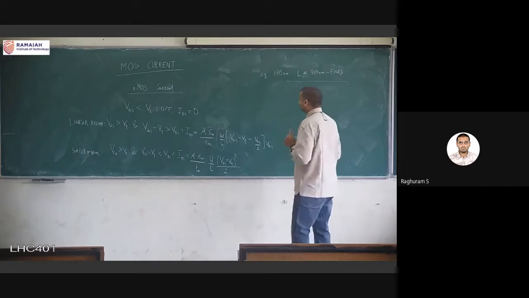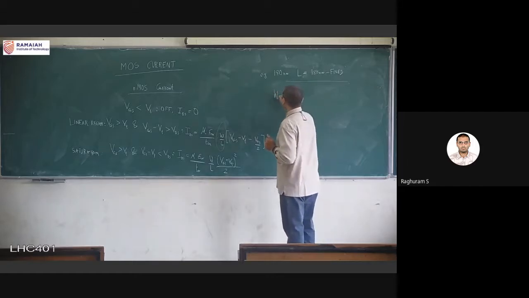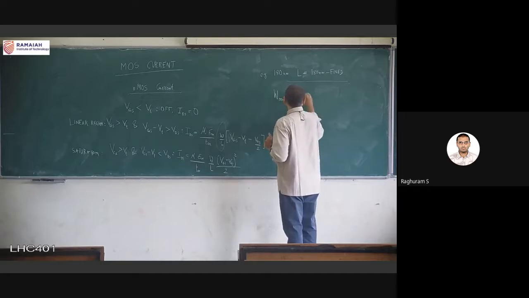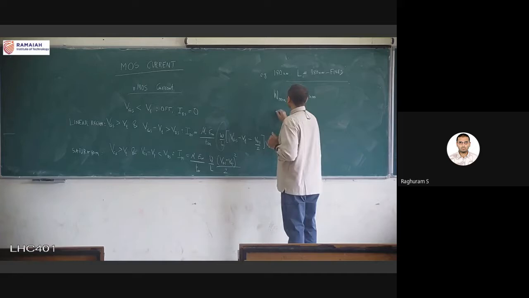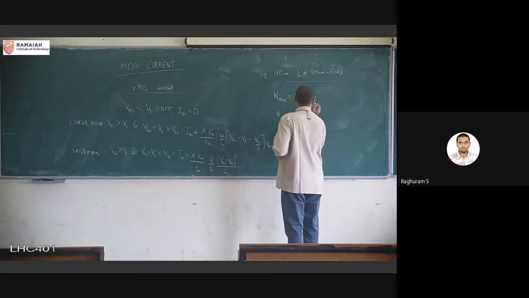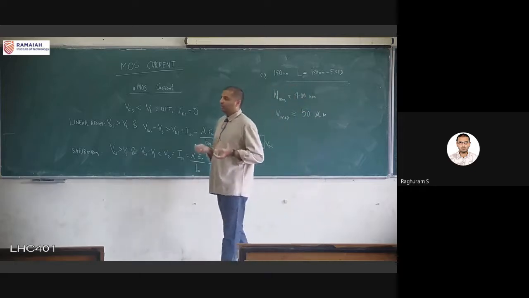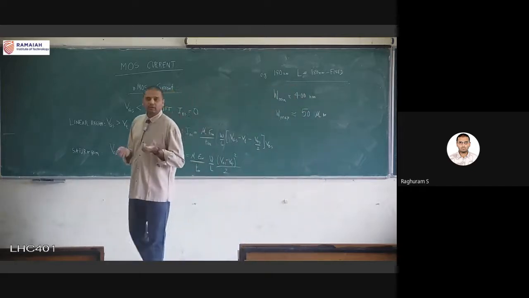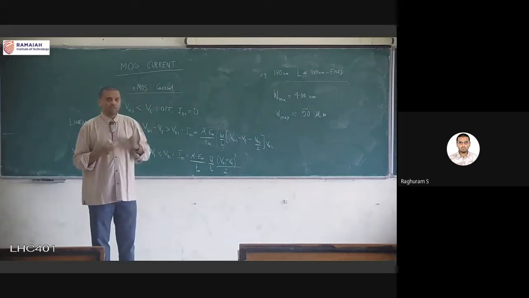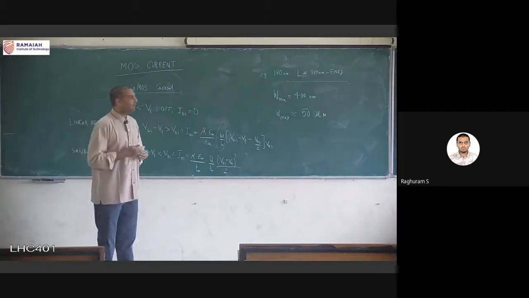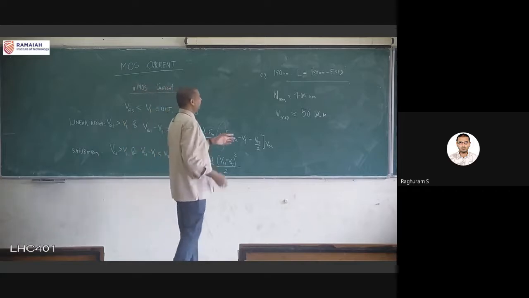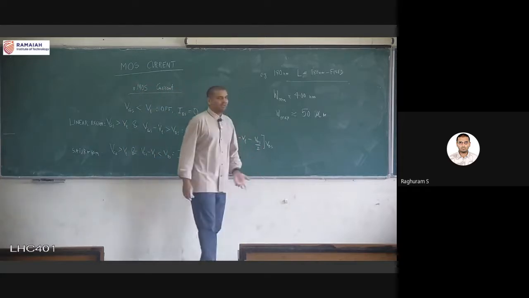And if you're working in 180 nanometer, W min approximately 400 nanometer, W max 50 micrometer. So this is the range. Why W min is 400? We will see that it has something to do with the layout design rules. Why W max is 50? That is again because of the manufacturing capabilities.